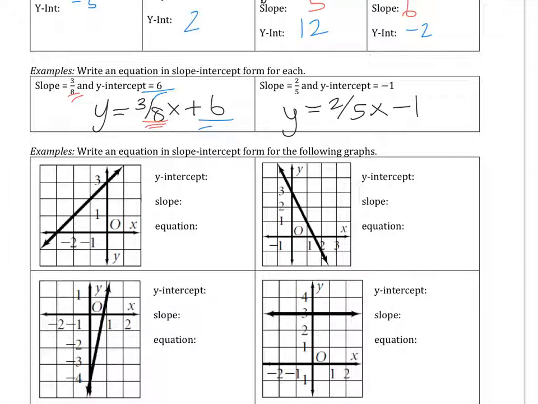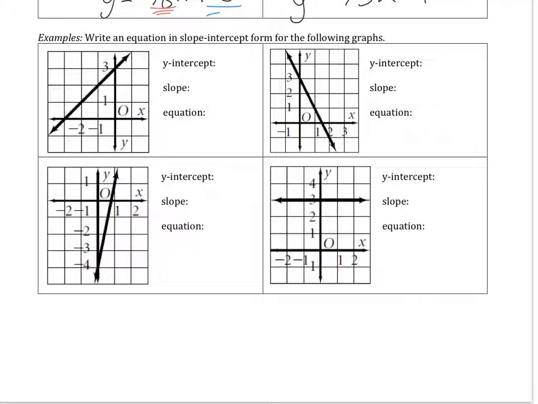Okay, in the next part, write an equation in slope-intercept form of the following graphs. So what I do is identify what the y-intercept is and the slope is, and then I write the equation. The y-intercept is easier to identify. It's where it crosses the y-axis. So the y-intercept is 3.